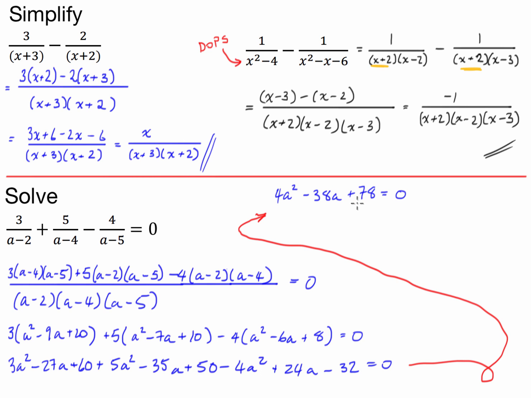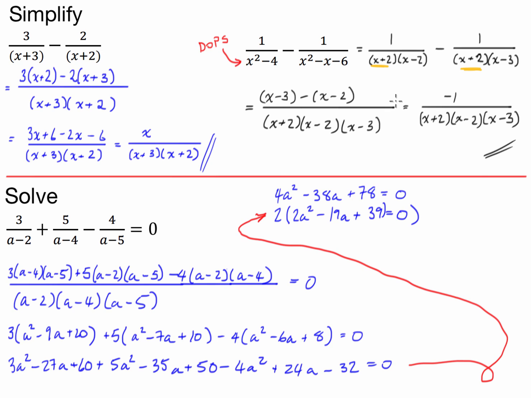Cool. Now, we're left with this non-monic quadratic equation here. So we're just going to have to go about factorising this so we can use the null factor law to solve it. To start with, we can see that all of these numbers have a common factor of 2. So let's do that first. So we have 2 outside of 2a squared minus 19a plus 39 equals 0.